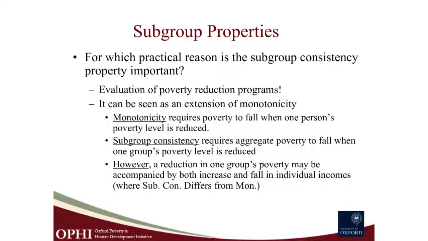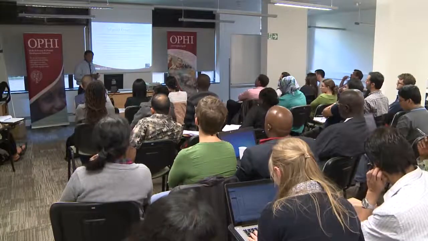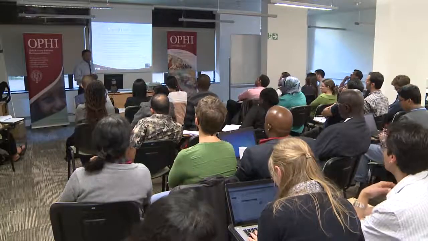The practicality of the subgroup properties, as I explained, is just to reiterate that in the evaluation of poverty reduction programs, if you look at reduction in different regions, of course you want it to be consistent. Otherwise, if you reduce poverty in one region, other regions don't change, and overall poverty goes up, it is quite counterintuitive. And it can be seen as an extension of the monotonicity property, but they are not exactly the same.